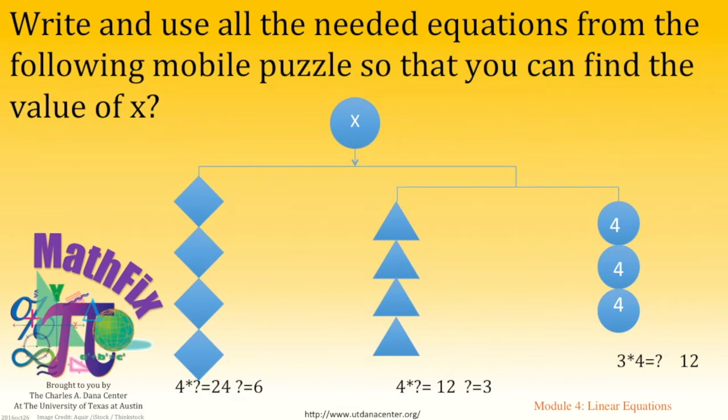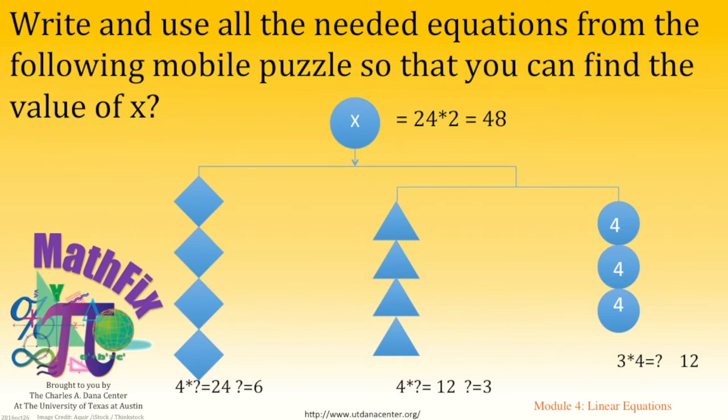Triangles and circles equal 12 each, so together they are 24. This then gives us the sideways squares having a total of 24 as well, and each sideways square has a value of 6. Putting it all together, we get 48 for x and the overall mobile total.